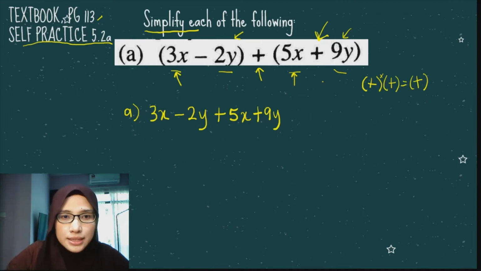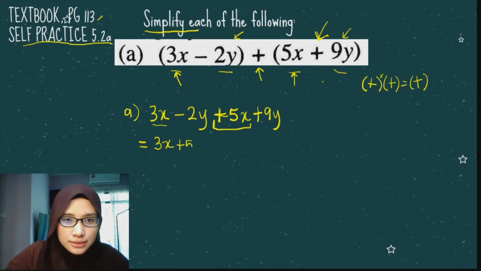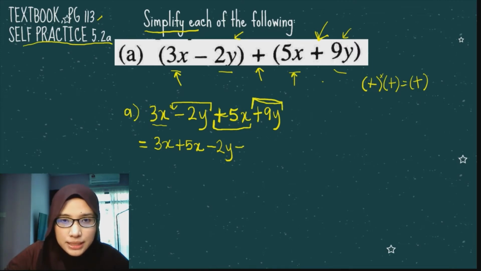After we get rid of the bracket, we do some arrangement. We arrange or group the like terms 3x and 5x. 3x we just copy down and we look at our 5x. We need to take the sign in front of the 5x together when we are rearranging. The plus sign in front of the 5x, we need to take it as well. And we are already done with x. Next, we're going to arrange our y variable, where we have 2y. In front of it is a minus sign, so we take it together, minus 2y. And our 9y, in front of it is plus, so we take the plus sign together with 9y. That's how we do our algebraic expression arrangement.